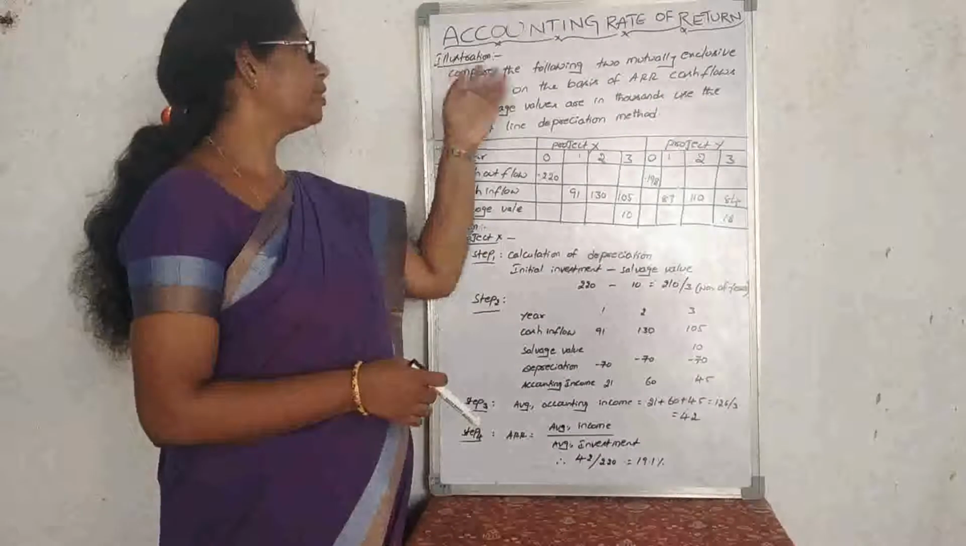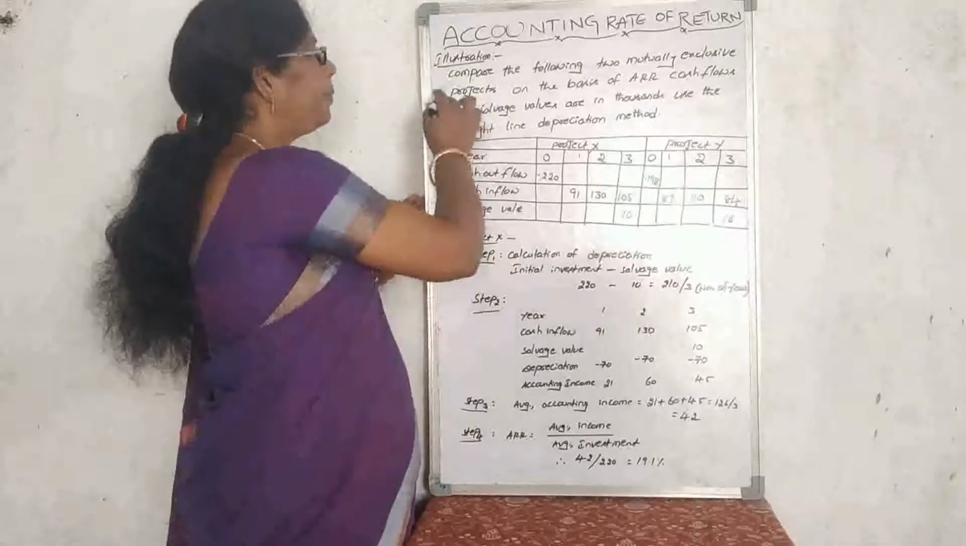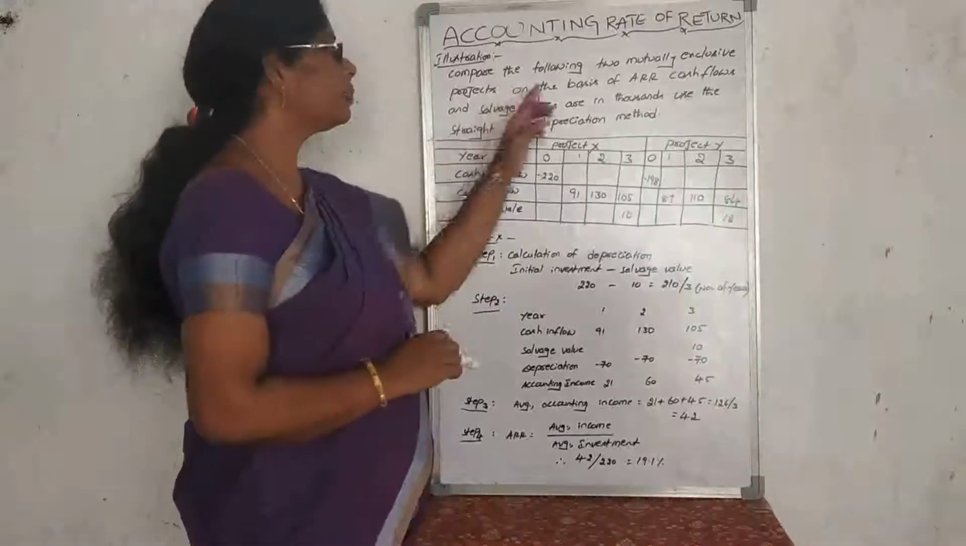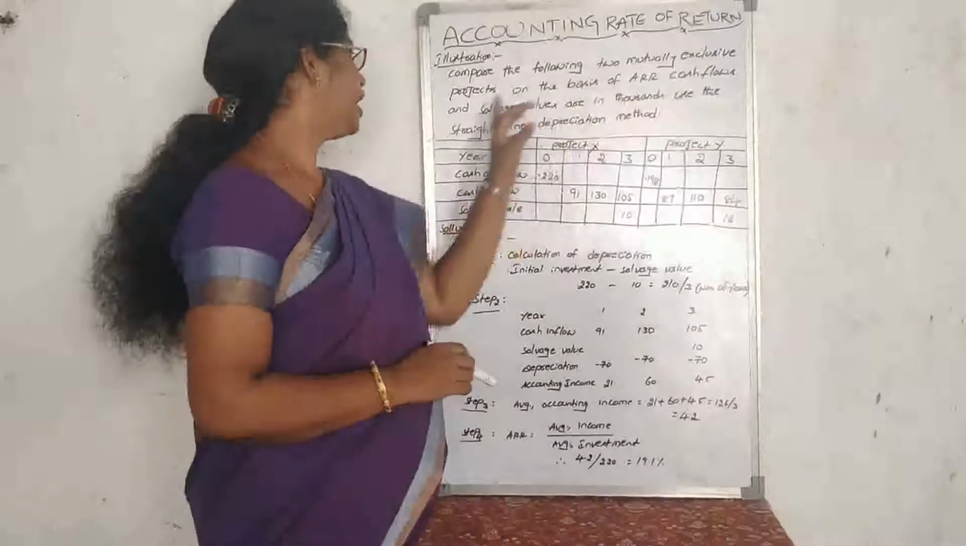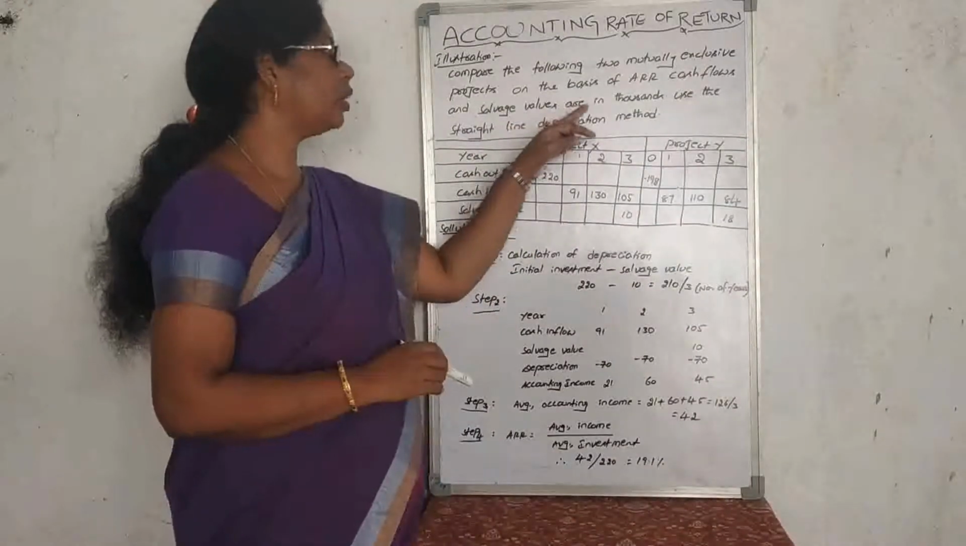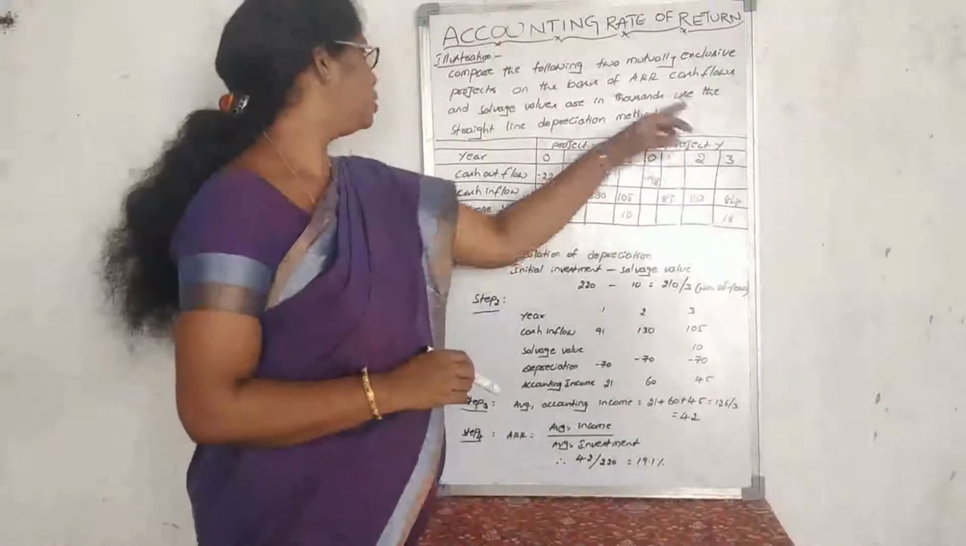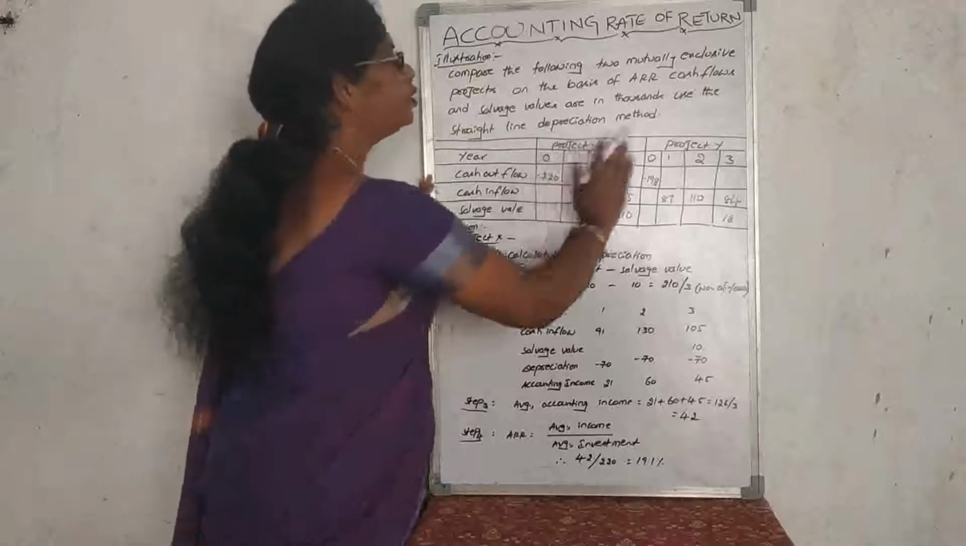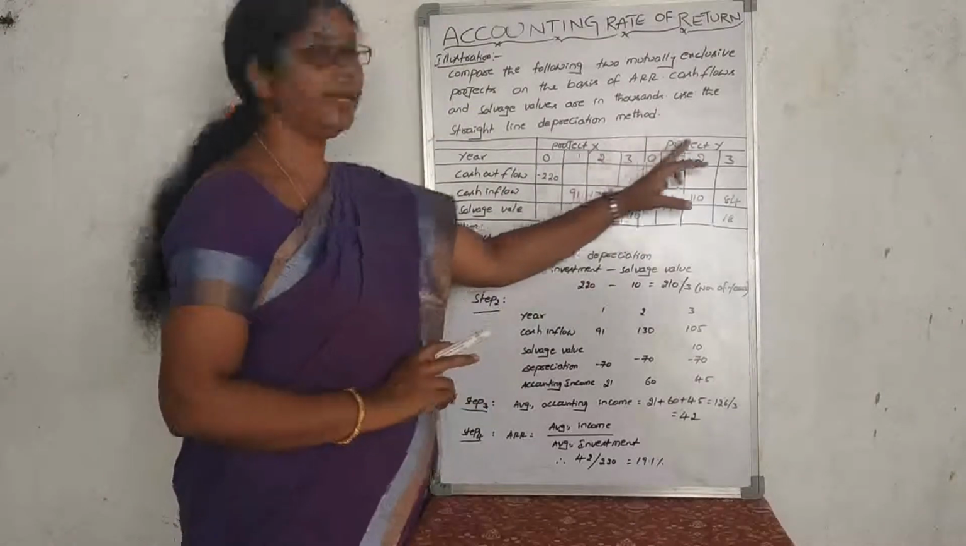So let us come to the illustration. Compare the following two mutually exclusive projects on the basis of ARR. Cash flow and salvage values are in thousands. Use the straight line depreciation method. Here I am taking two projects, project X and project Y.